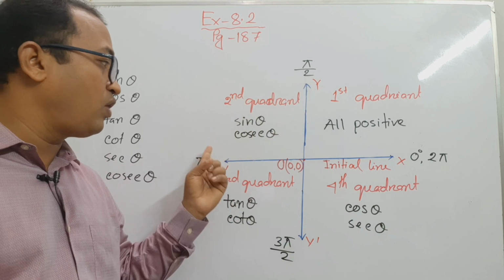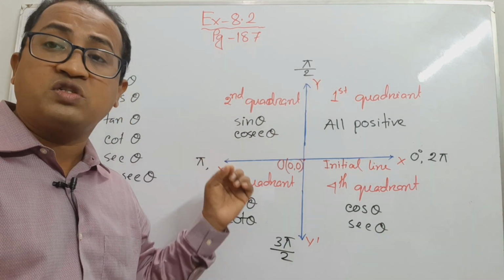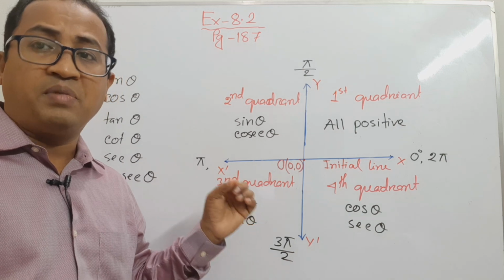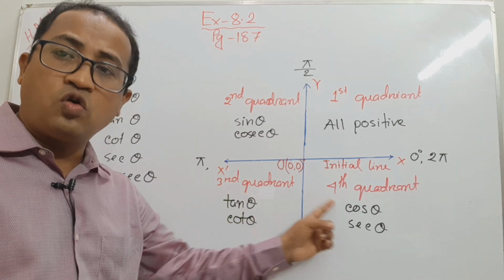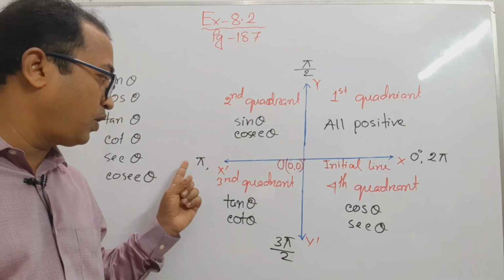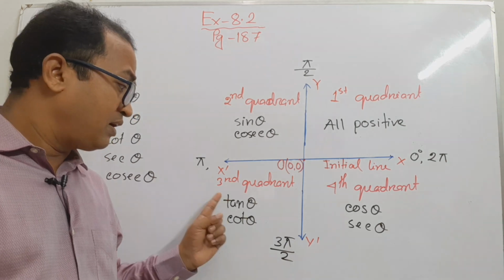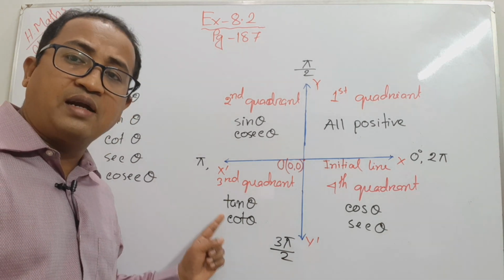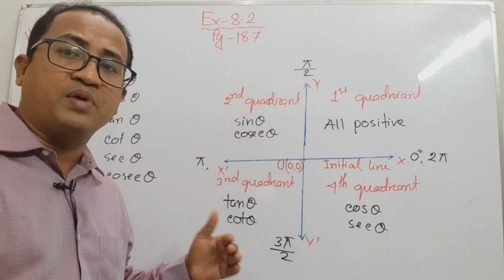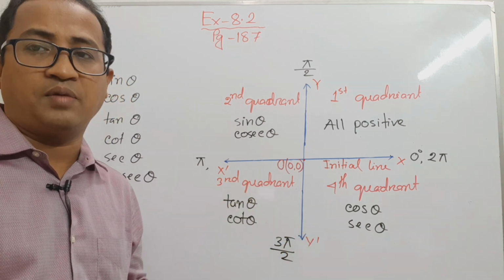From 90 degree to 180 degree only sine and cosec are positive, but tan, cot, cos, sec values are negative. Similarly, from 180 degree to 270 degree, the values of tan and cot are positive, and the values of sine, cosec, cos, sec are negative.